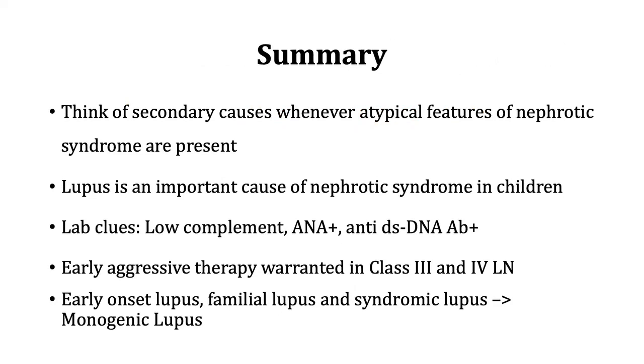So in summary, we should think of secondary causes whenever atypical features of nephrotic syndrome are present. Lupus is an important cause of nephrotic syndrome in children. The lab clues in children with lupus are low complement levels, ANA positivity, and anti-dsDNA positivity. In class 3 and 4 lupus nephritis, aggressive early treatment is warranted. And if a child presents with early onset lupus, familial lupus or syndromic lupus, a monogenic lupus possibility should be kept in mind.